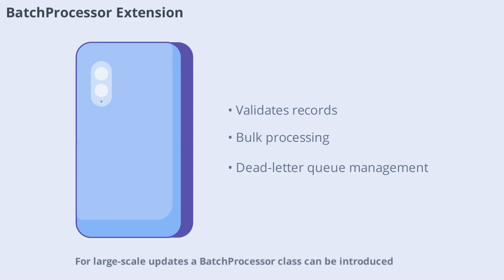For large-scale updates, a batch processor class can be introduced. It validates records, processes updates in bulk, and manages the dead letter queue. This separation of concerns makes the system more maintainable and allows for specialized optimization of batch operations.